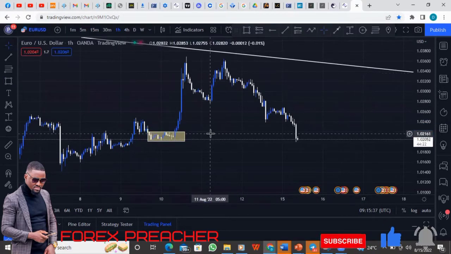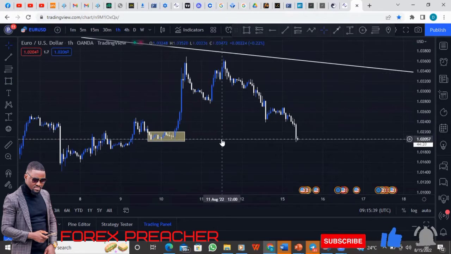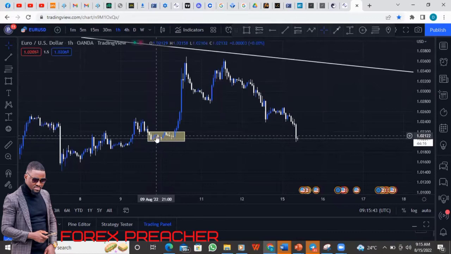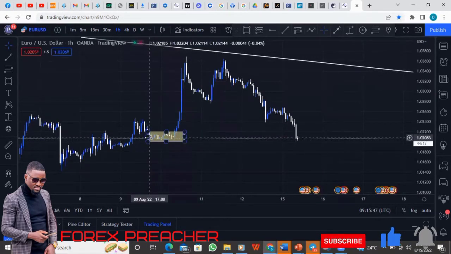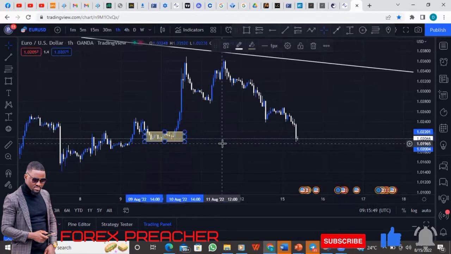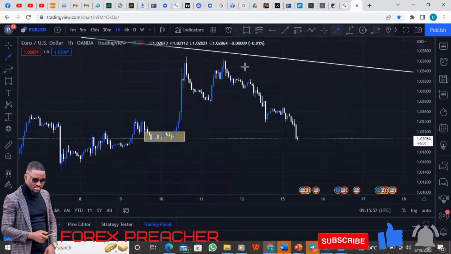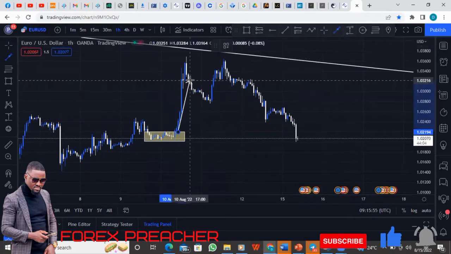On my 1-hour time frame, if you can all see this, this is where the contraction happens. We all know about the categories of S&D. So this is the base, and then a rally. This is where the contraction has happened, and then the expansion happened over here.